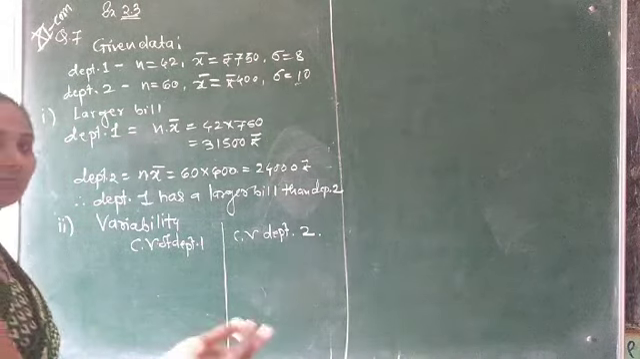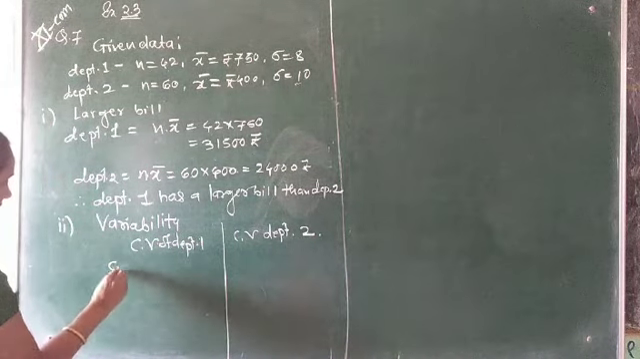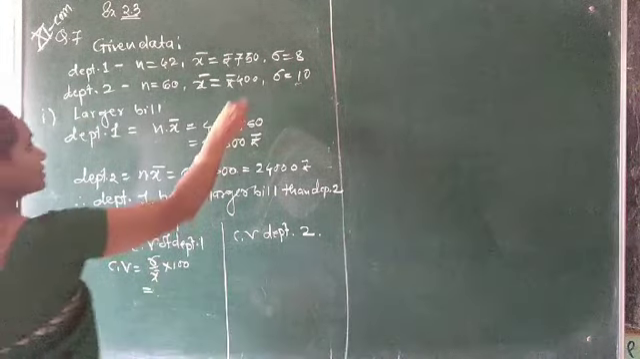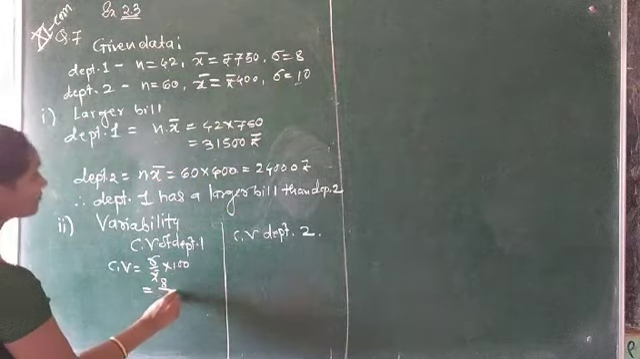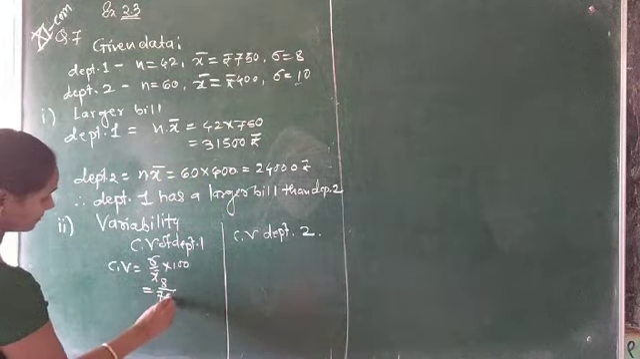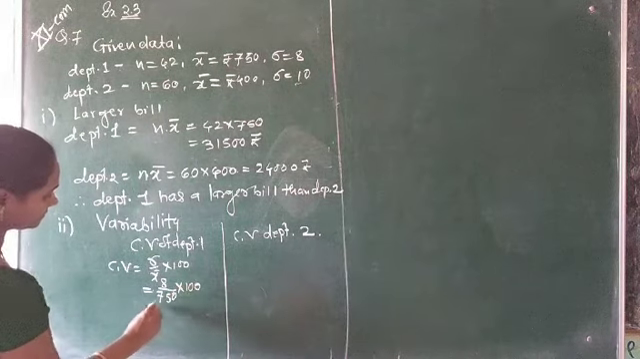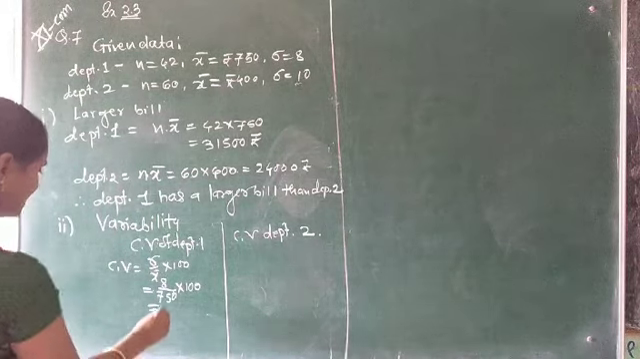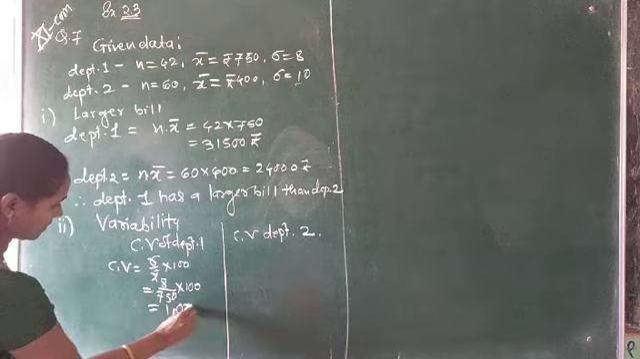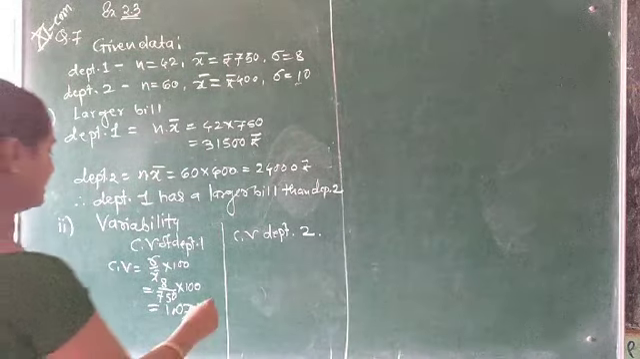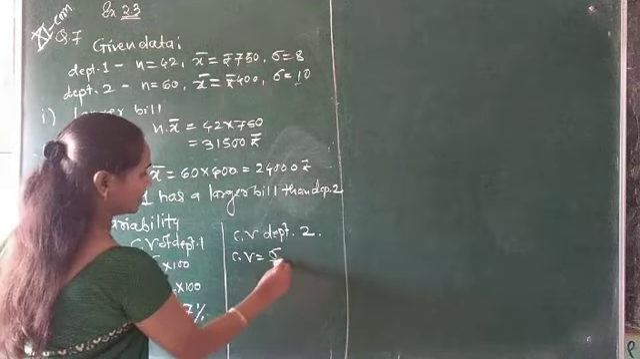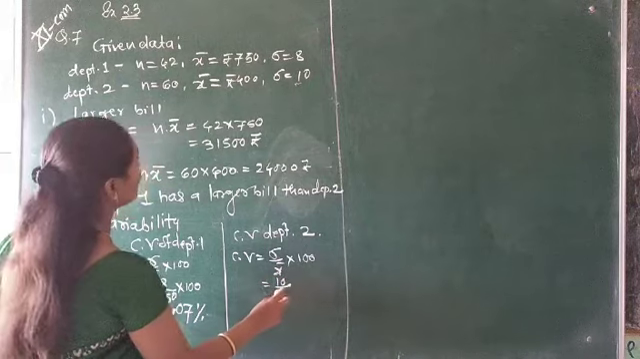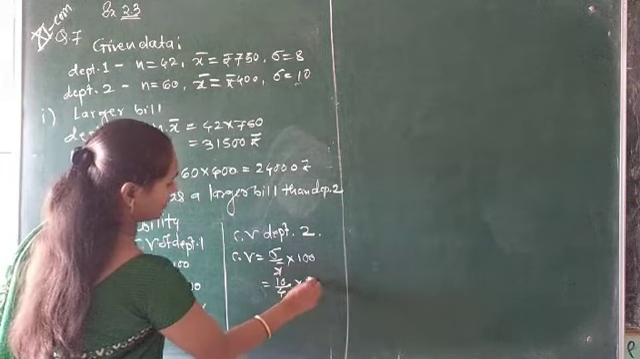Which CV is greater? That is, CV is equal to sigma upon mean into 100. What is the standard deviation for the first department? That is 8. Mean for this is rupees 750 into 100. If we take the calculation, we get 1.07%. And the CV for department 2 is sigma upon mean into 100, that is 10 divided by mean 400 into 100.